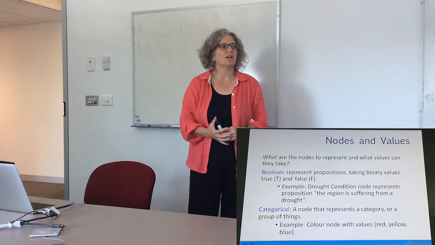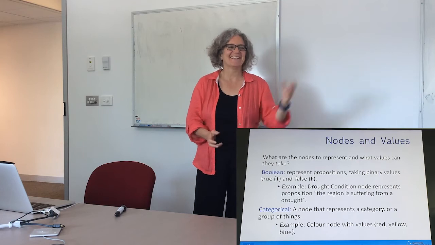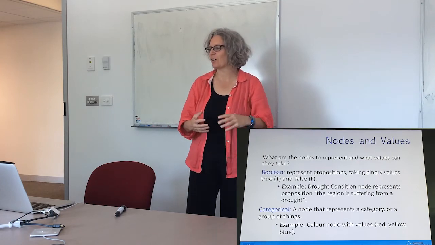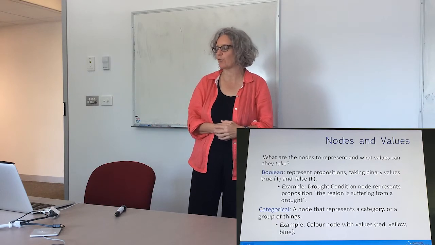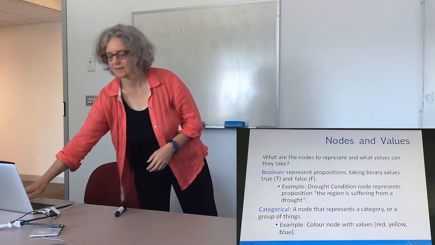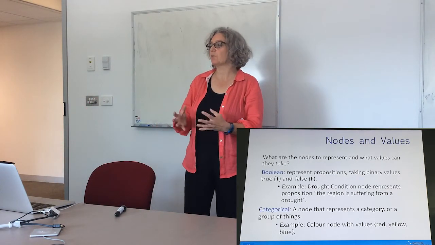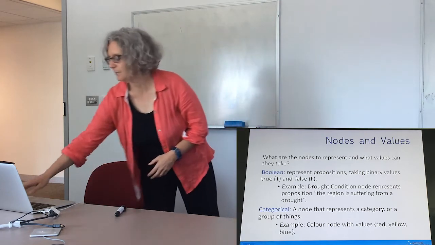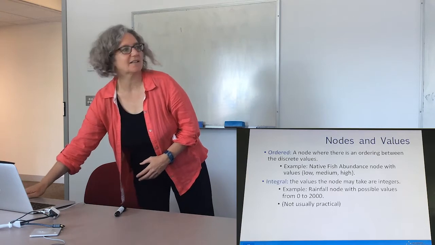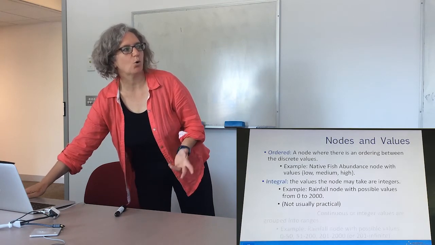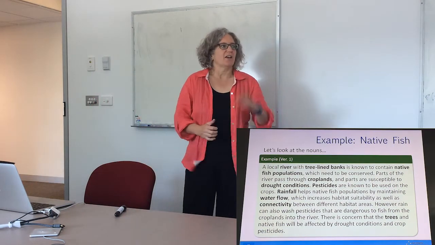They can be categorical, a node that represents a category or a group of things. So colour: red, yellow, blue. That's not a quantity, that's just a category that has no obvious ordering, unless you wanted to worry where they are on the rainbow spectrum. You could have a node that represents the colour of something. Right, so these are examples of the discrete variables, basically. They can be ordered, they can be integral.